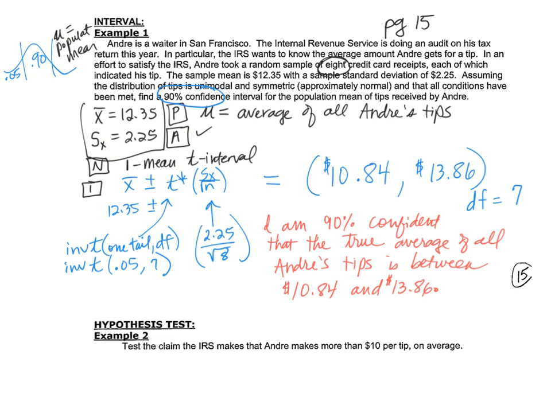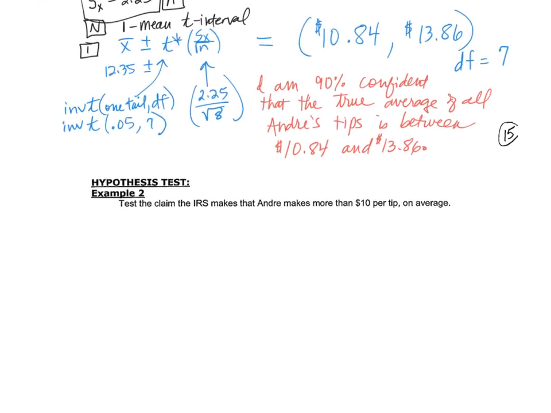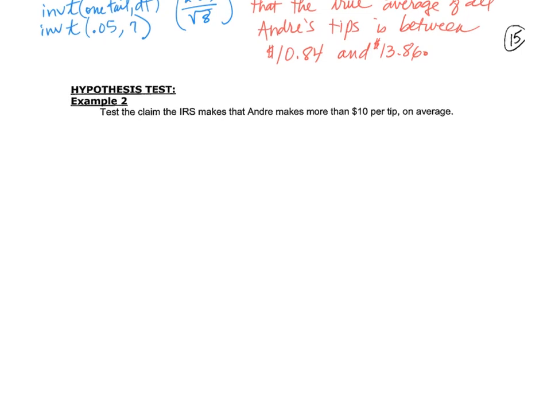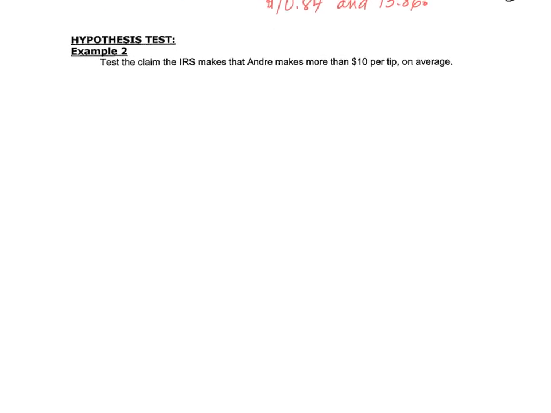Because the next page, example 2, says to test the claim: the IRS, see, Andre, he claimed $10. He said his average was $10. The IRS says, I don't think so. They think Andre makes more than $10 per tip on average. Okay, so we're going to do a hypothesis test, and so we're going to do a PHANTOMS. The parameter P stands for parameter in PHANTOMS, and that's the same.